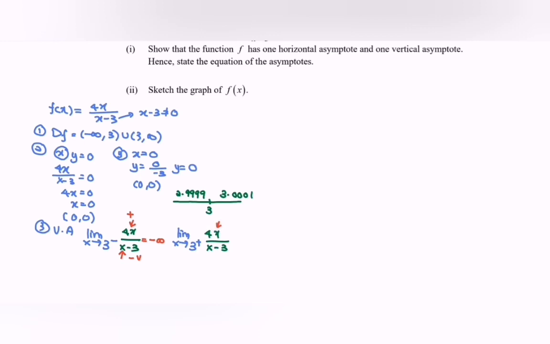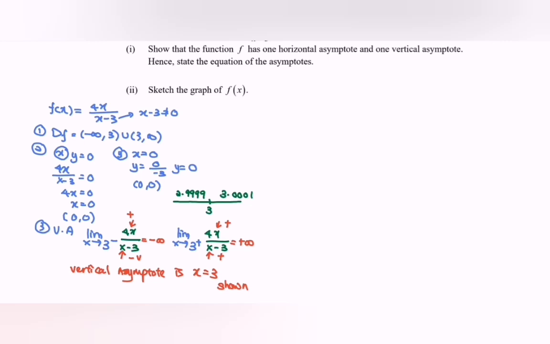Substituting 3.001 into this part, we will have a positive, and into this part, we will have a positive as well. So we have positive infinity, meaning that it is increasing without bound. So from here, the vertical asymptote is x is equal to 3, and this shows that we only have one vertical asymptote.